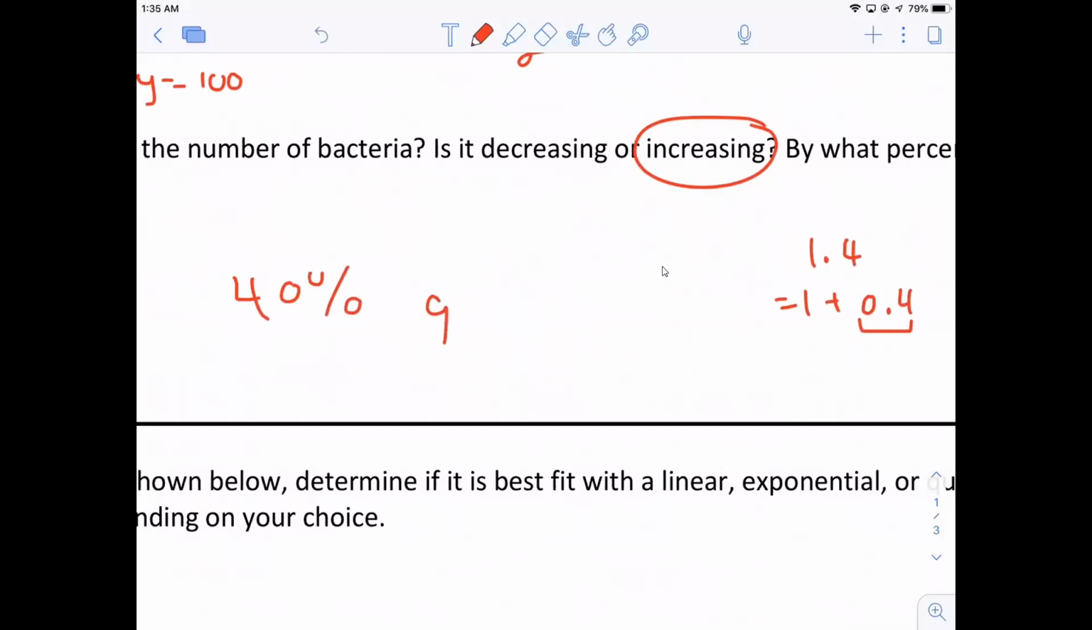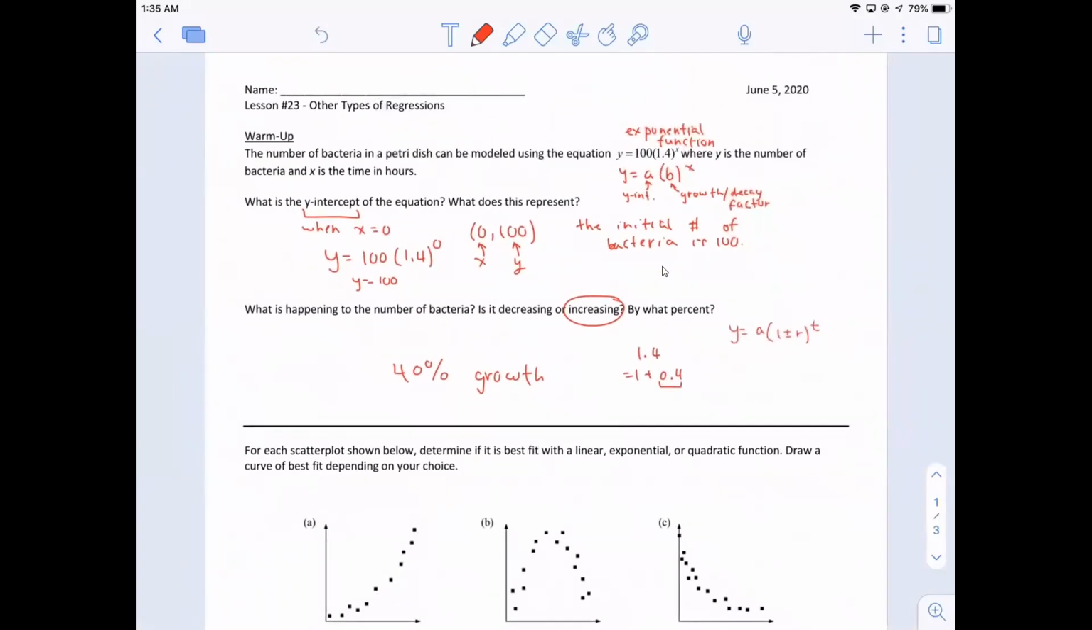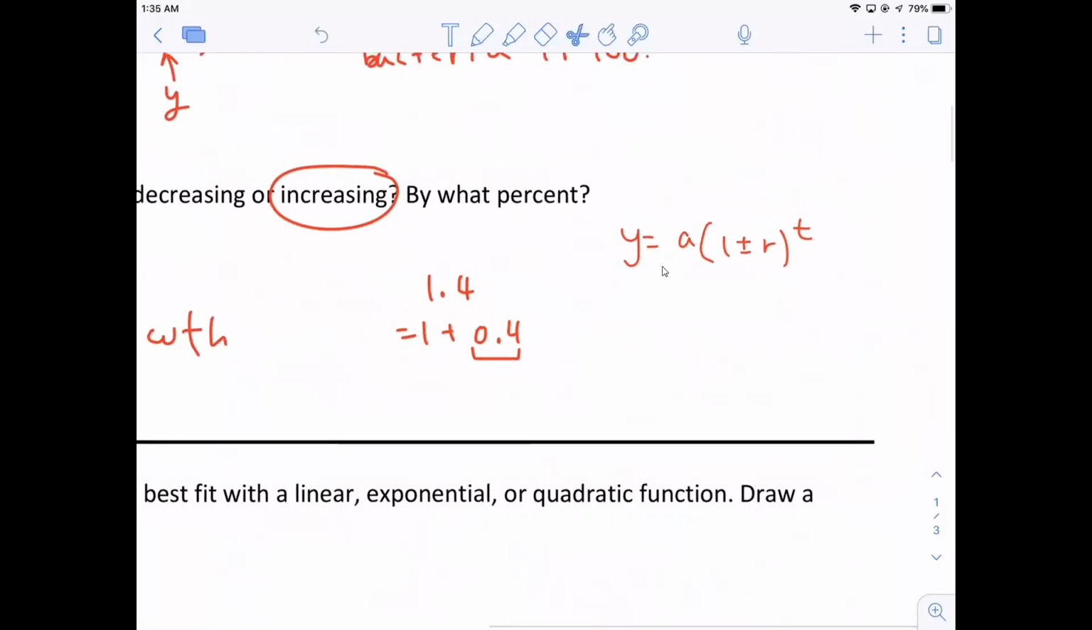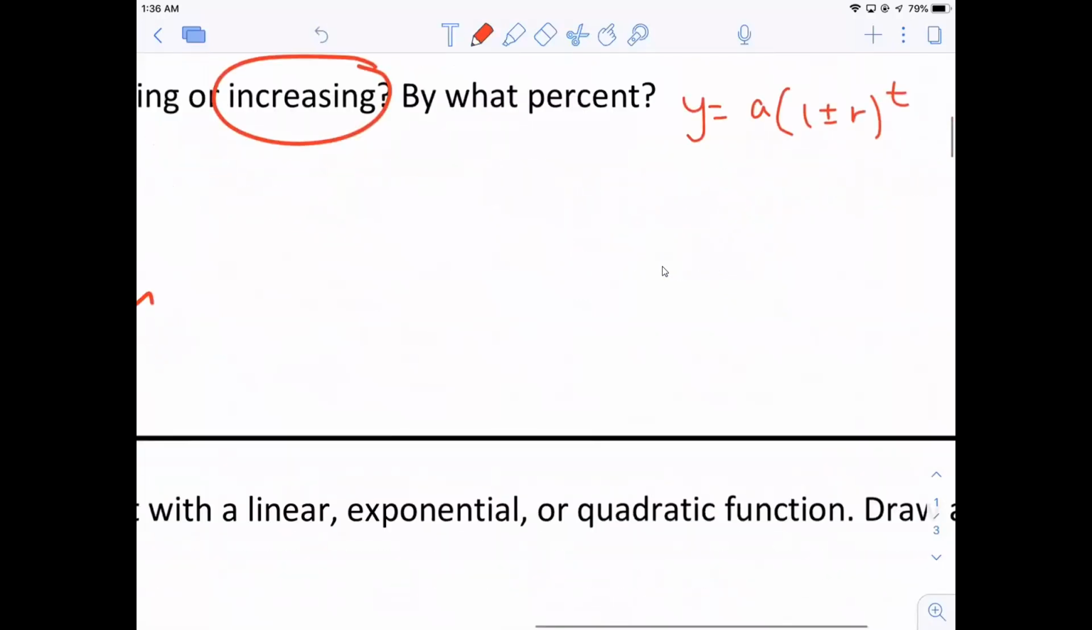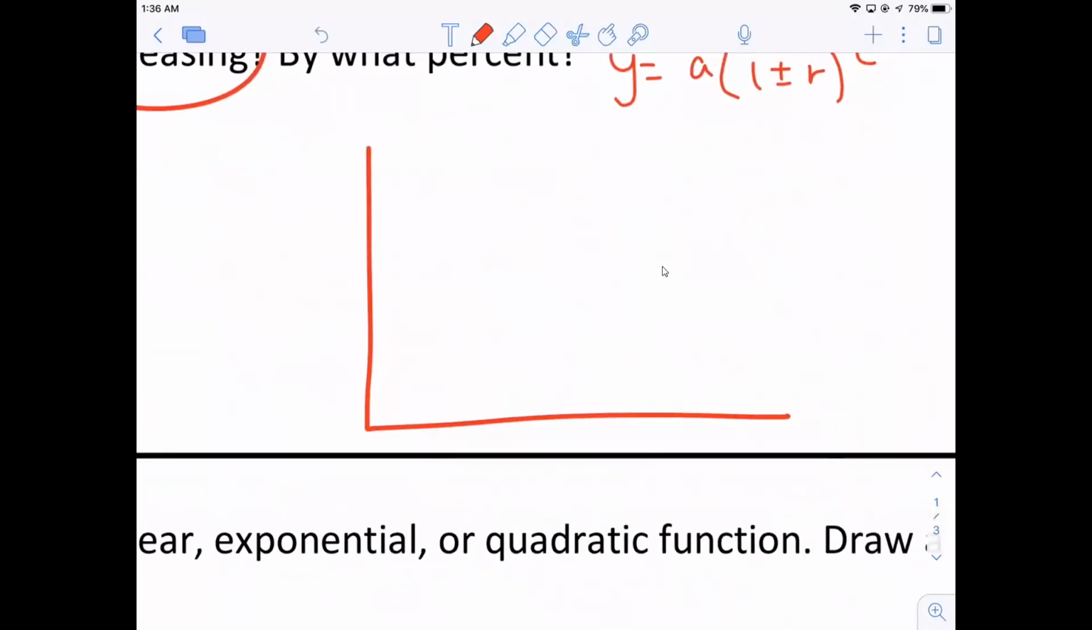40% growth. All right. So why are we talking about exponential functions again? Well, like we mentioned before, we're doing other types of regressions, right? So not everything has to be a linear regression where we fit a line of best fit.